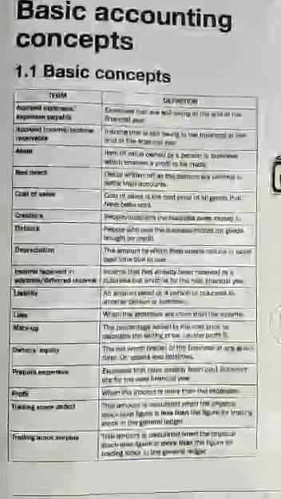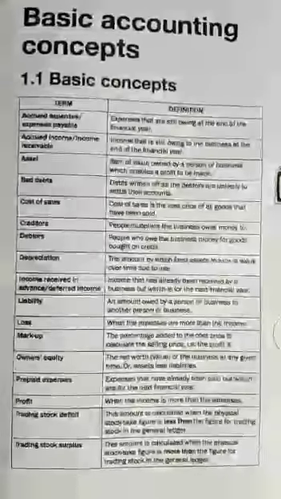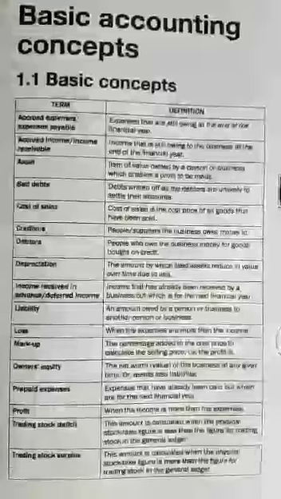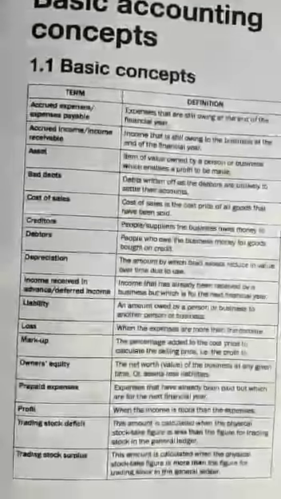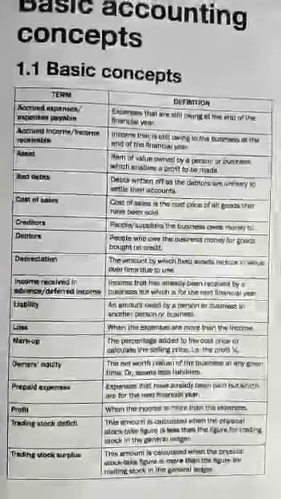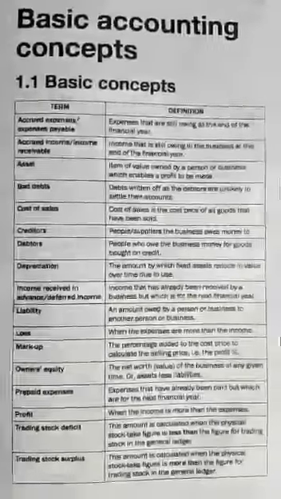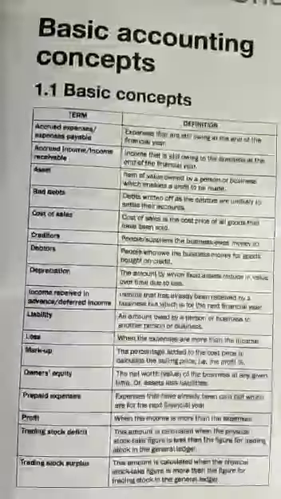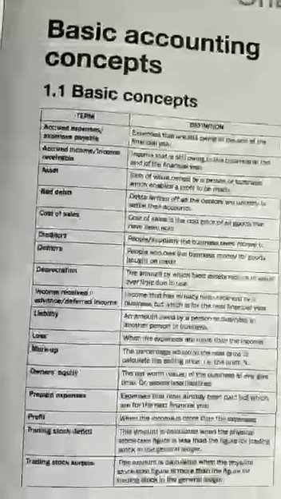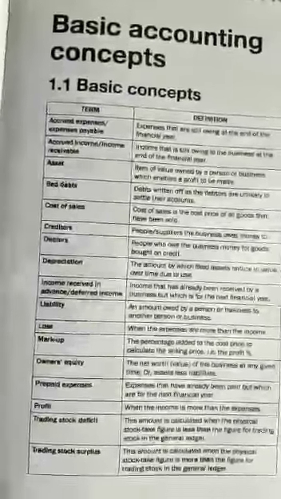Then you have a markup. What does the word markup mean? The percentage added to the cost price to calculate the selling price. That means if you add a certain percentage to the cost price, so that you can find the price at which to resell that item, that percentage is called the markup.